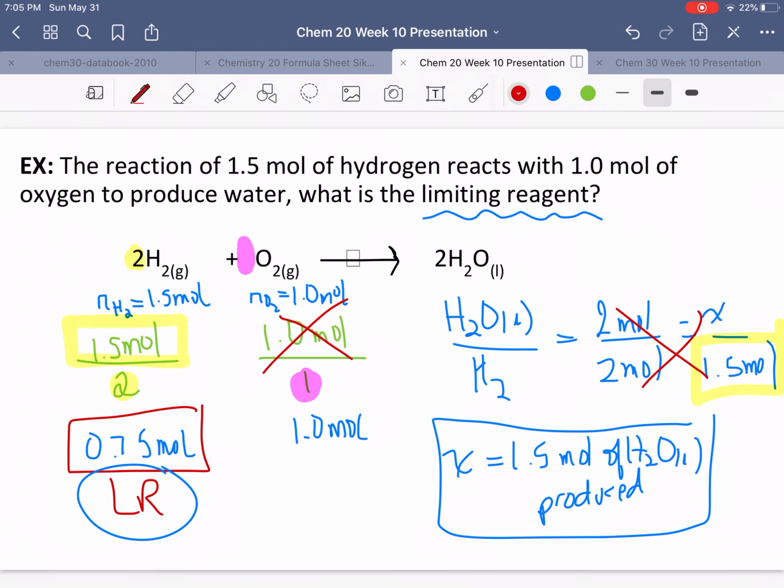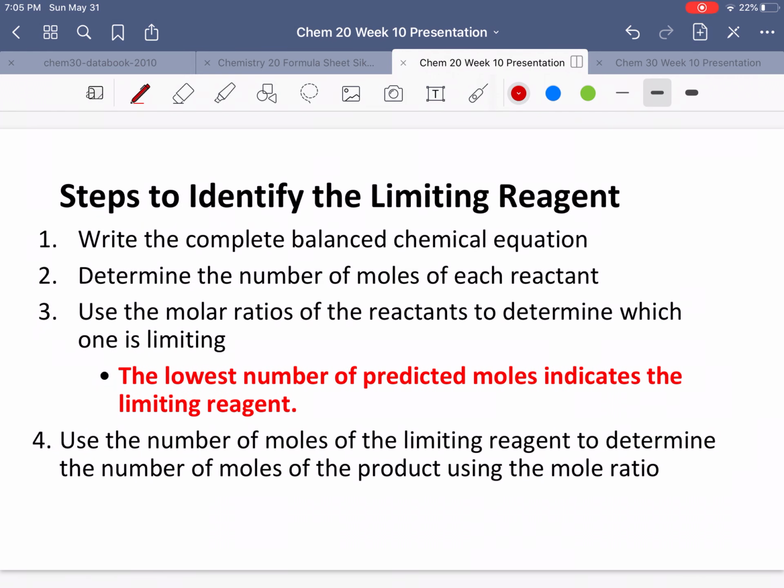Okay, there is a step-by-step process for doing this, which might make it feel a little bit easier, and then we'll do a couple of examples together. The first step is super logical. It's exactly what you would think. We need, of course, a balanced chemical equation. This always needs to be the case.